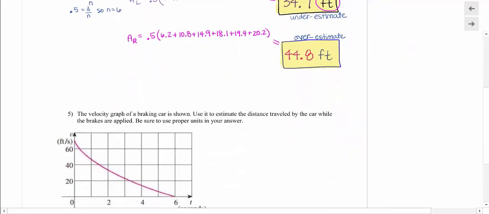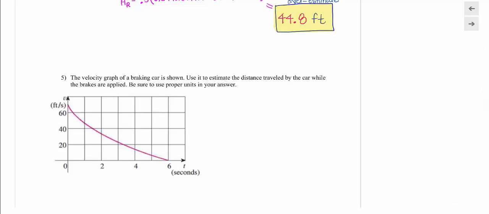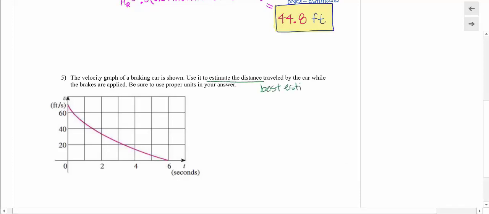Okay, one more here, and then we'll get to something else. So the velocity graph of a braking car is shown. Use it to estimate the distance traveled by the car while the brakes are applied. Be sure to include proper units in your answer. So again, we're going to use rectangles, but it just says estimate the distance traveled. So we're going to have to figure out what would be the best estimate.